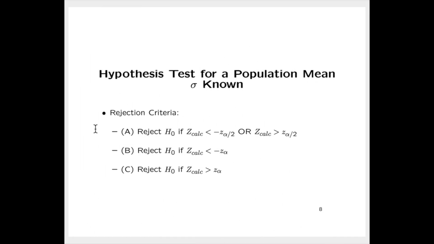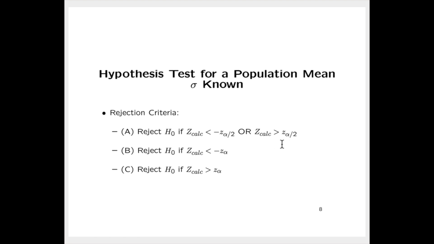Now, the rejection criteria for the test depend on whether we have a two-tailed test, a left-tailed test, or a right-tailed test. This is one of the reasons why we labeled those three hypothesis tests as A, B, and C. So if we're performing a two-tailed test, which was hypothesis test A, then we're going to reject the null hypothesis if the calculated value of our test statistic z-calc is either less than negative z sub alpha over 2 or greater than z sub alpha over 2. Now remember that z sub alpha over 2 is the upper alpha over 2 percentage point of a standard normal distribution.